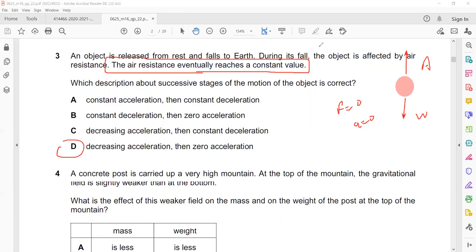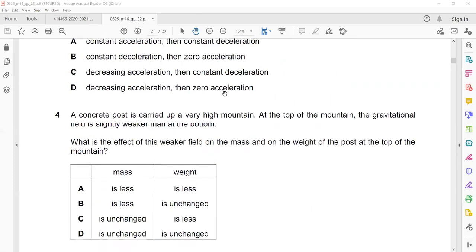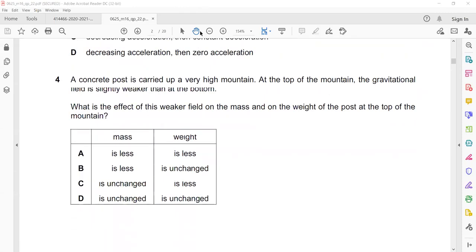If it was falling without air resistance, then it will be a constant acceleration and speed will continue to increase. Question 4. Everyone should participate. Question 4.